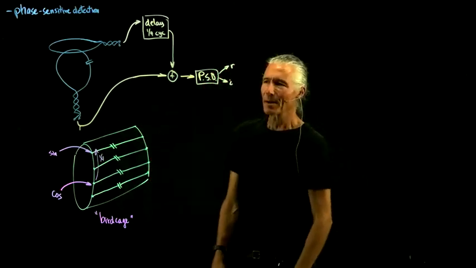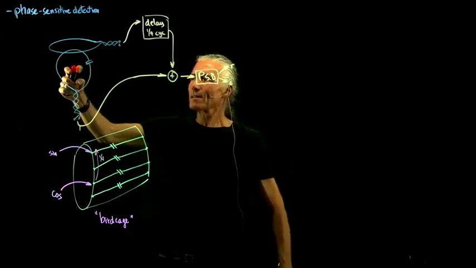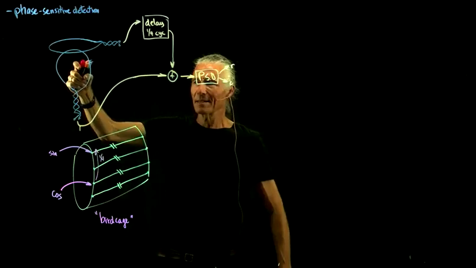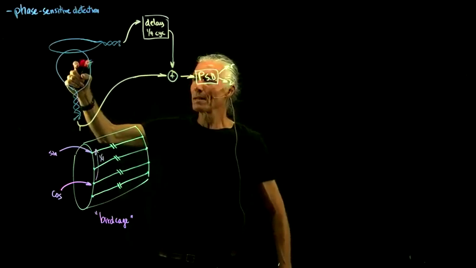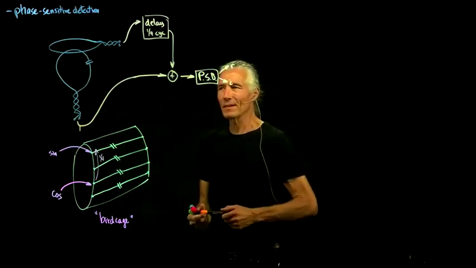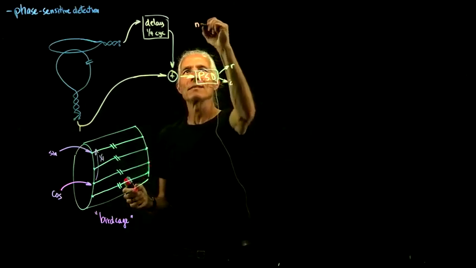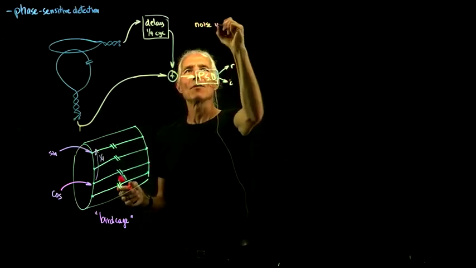And why does this work? This is related to the signal to noise question. The reason it works is because the noise that is picked up by this coil versus that coil is orthogonal, or uncorrelated, the same way. So noise is uncorrelated.